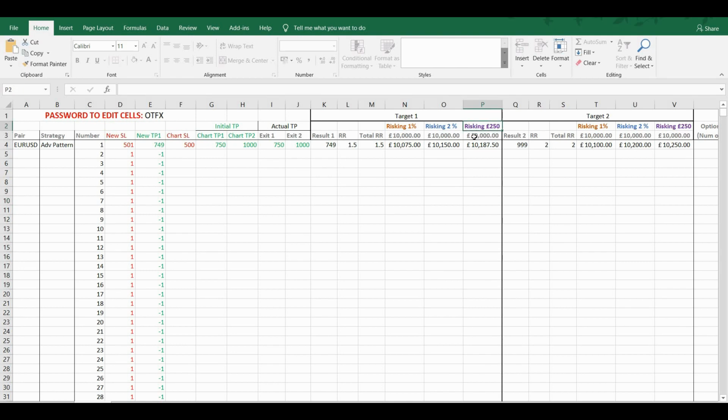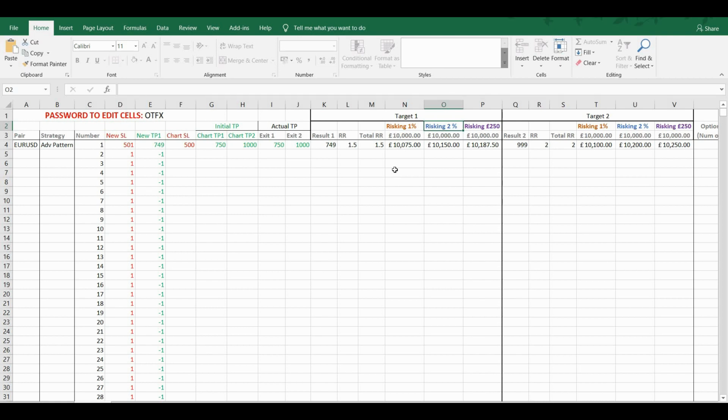Now I wouldn't suggest using a fixed dollar, pound, euro amount, whatever your account value's in. I would always suggest using the percentage rule. So I rank my trades from A star to C. My A star trades I risk 2% on. My A trades I risk 1.5% on. B trades 1% and C trades 0.5%.